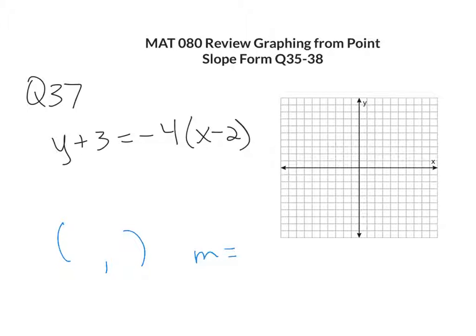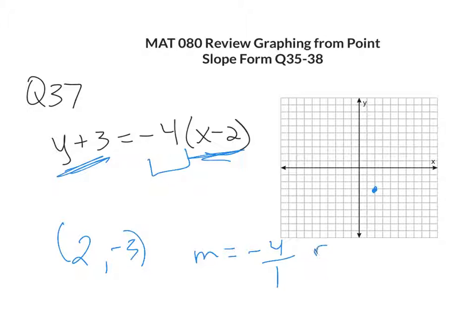Find our point. X coordinate is with x, opposite sign 2. Y coordinate is y, opposite sign is -3. Slope, last number left. Remember, we like our slopes to be a fraction, so I'm going to put over 1. Plot the point 2, -3. So over 2, down 3.